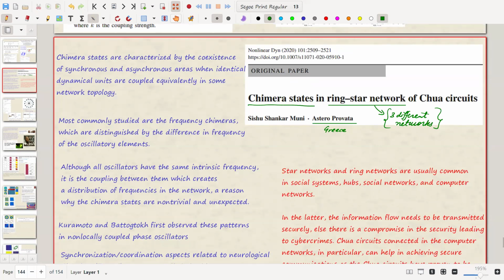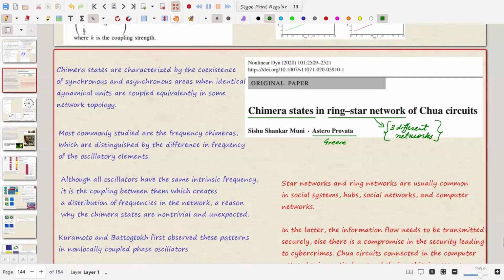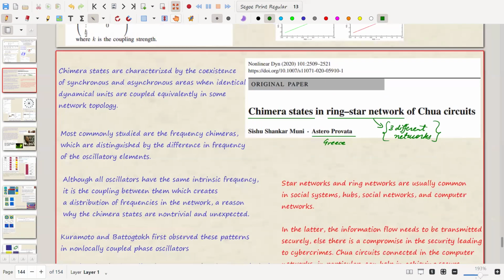And what is this chimera state? As some of you who are doing the mini project know, chimera states have a combination of both synchronous and asynchronous states. That means, as I told you, out of 15 students, maybe 3 students are out of sync, and maybe 12 of them are in sync. So it's a combination of both synchronous and asynchronous behaviors, and it occurs in a network where you have all identical nodes. You can also get that in non-identical nodes, but usually the definition is concerned with identical nodes.